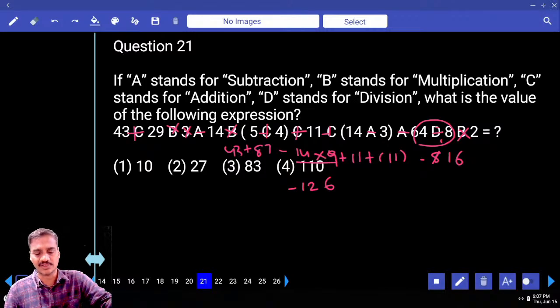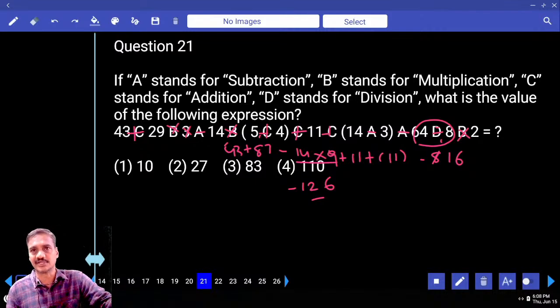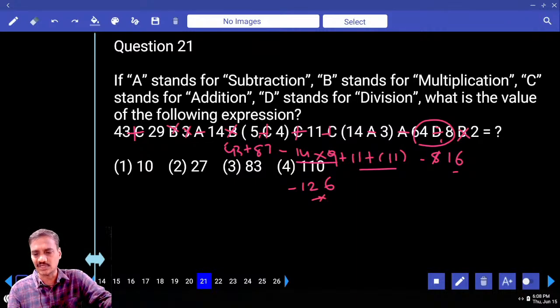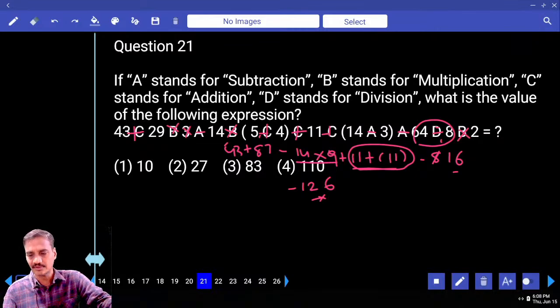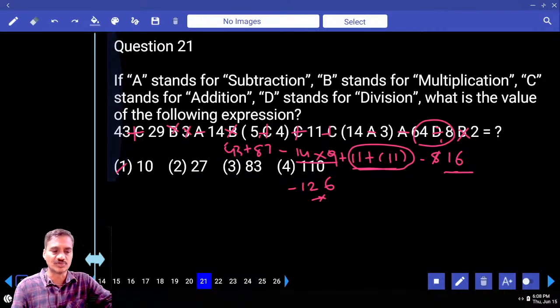Then tell me what is the value we have here. 43 plus 87, that is 130. 130 minus 126, now we are left with only plus 4. And plus 4 is 22. 43 plus 87 minus 14 into 9 which is 126, plus 11 plus 11. How much is that? 22. And 22 then minus 16. Then what is the total value you are getting here? 10. That is choice 1.